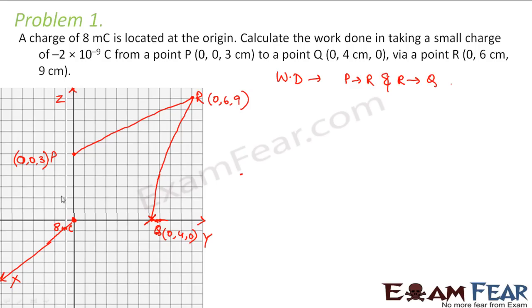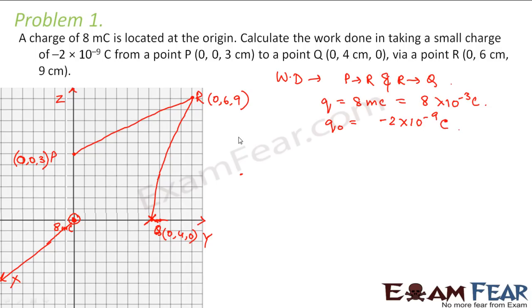So which is my source charge here? The source charge is this charge which is at the origin, that is Q, which is equal to 8 millicoulomb, that is 8 into 10 to the power minus 3 coulombs. And which is my test charge? Test charge is the small charge which we bring in the vicinity of the source charge. So test charge is minus 2 into 10 to the power minus 9 coulombs.